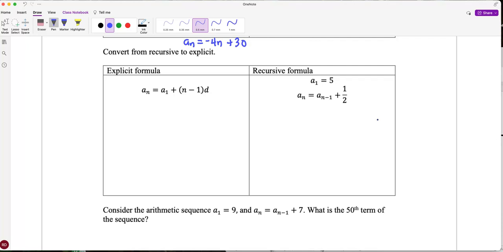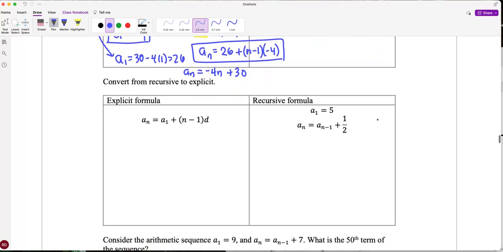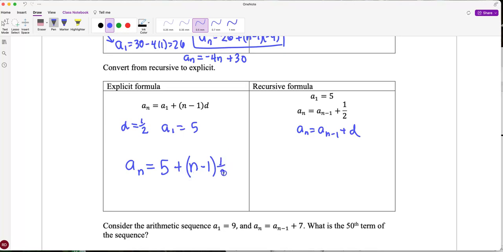Okay. Convert this from a recursive formula to explicit. Okay. So I've got the recursive formula. A1 is 5. AN is equal to AN minus 1 plus 1/2. So the recursive formula is the number right in front plus D. So I know that D is equal to 1/2. D is 1/2. A1 is equal to 5. So the explicit formula is going to be 5 plus N minus 1 times 1/2.